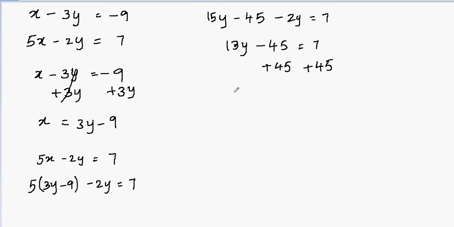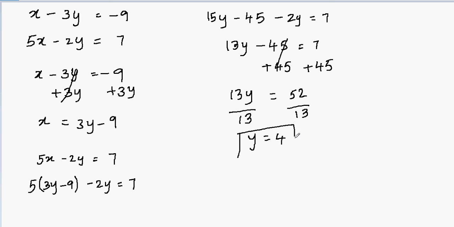So what we get here on the left hand side, we have 13y, and -45 and +45 will cancel out each other, and 45 plus 7 will be 52. Now, since we want y by itself, we have to divide both sides of the equation by 13 because we need to balance it. So we'll divide both sides by 13. Now 13y divided by 13 will be just y. And then 52 divided by 13 will give me 4. So the value of y is equal to 4 here. We have got the value of y.